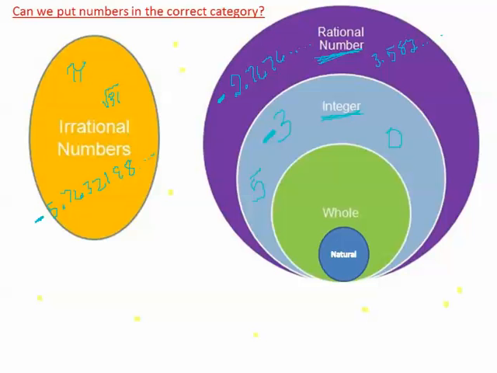Whole numbers are cool because the only number that goes in here is the number 0. The reason is the number 1 is a natural number, so it has to go the most inside. And so does 2, and so does 3, and all the other whole numbers. So 1, 2, and 3 are natural. 0 is a whole number, it's an integer, it's rational, and it's real.